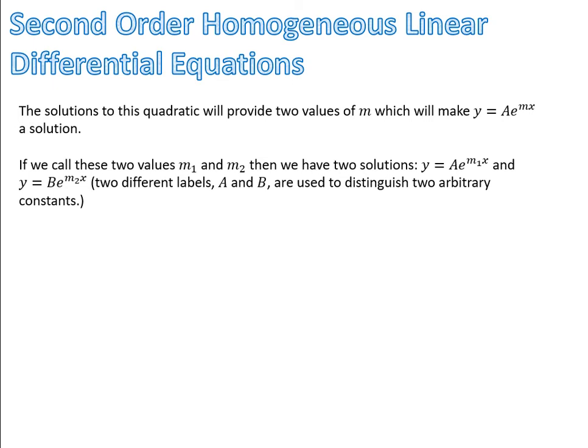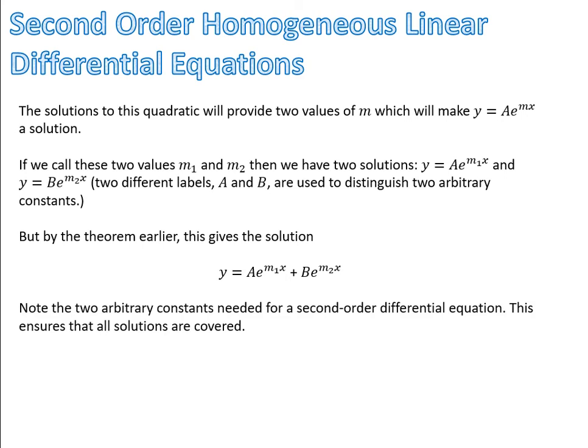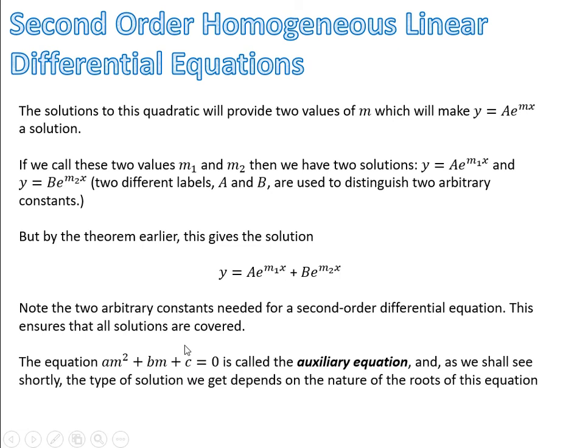So we've got two different labels there, a and b, to distinguish the two arbitrary constants as well. By the first theorem, the first proof that I tried to give, this gives the solution of those two solutions added together. y would equal ae to the m1x plus be to the m2x. Note the two arbitrary constants needed for a second order linear differential equation. This ensures that all solutions are covered.